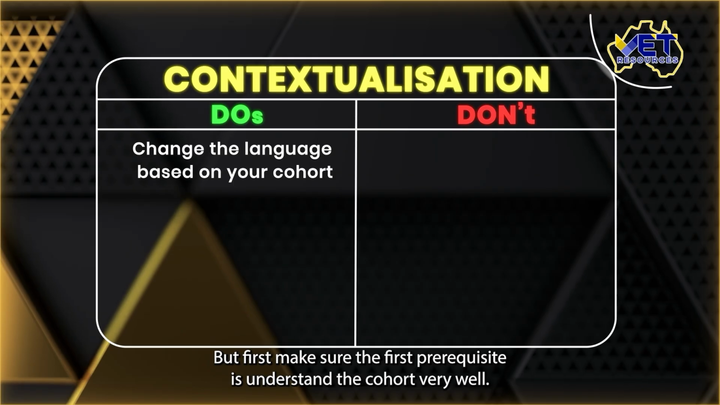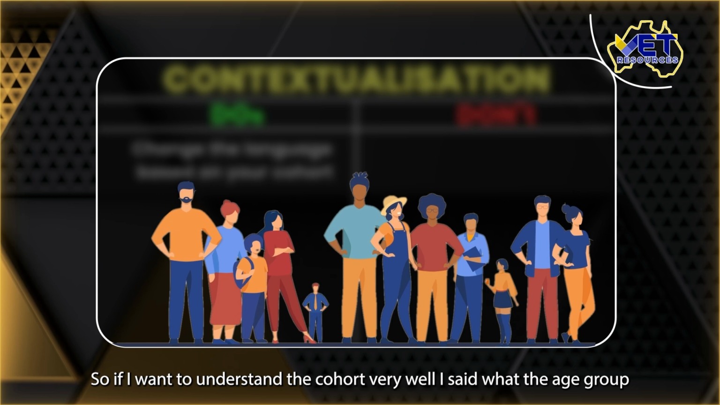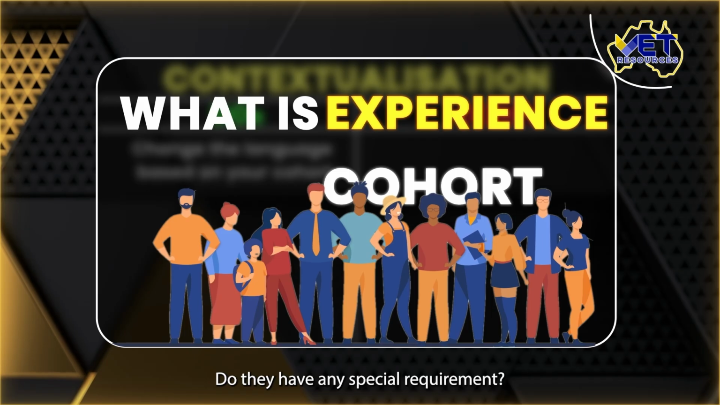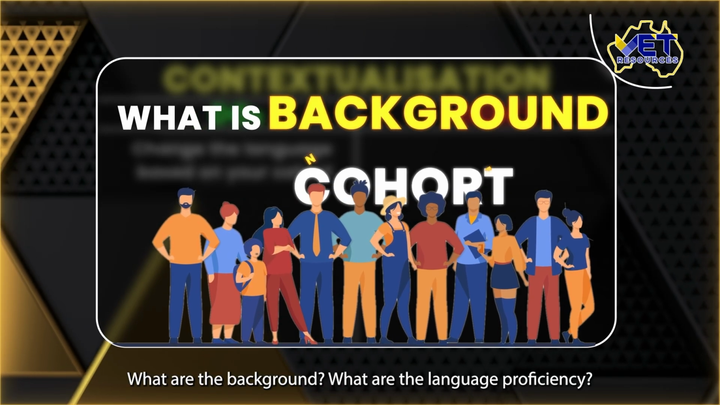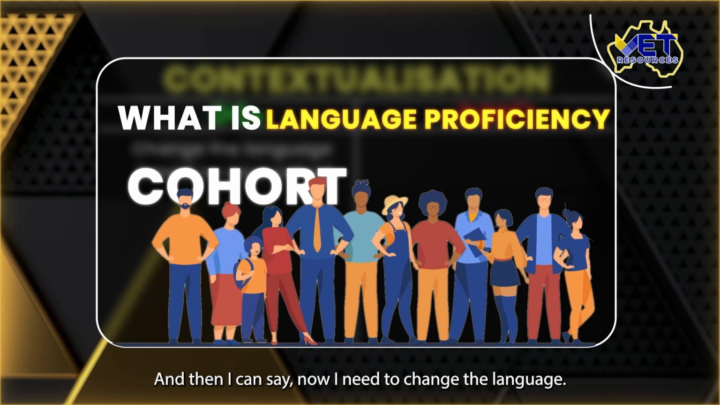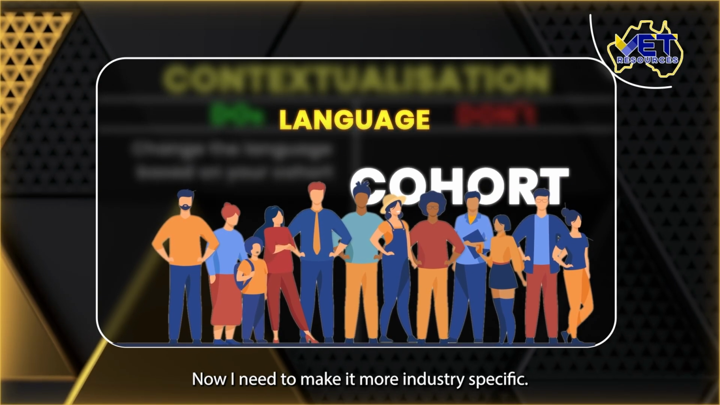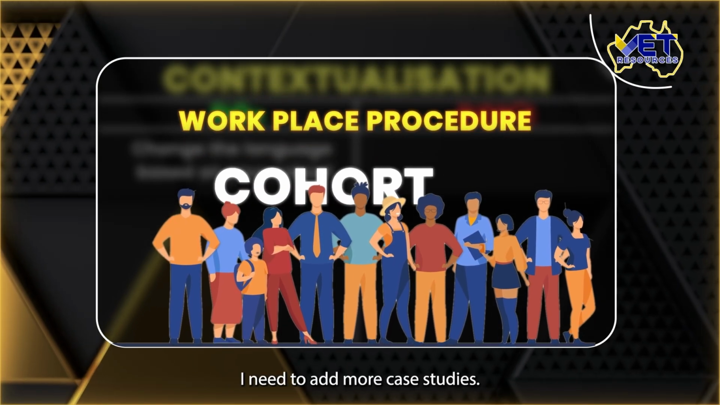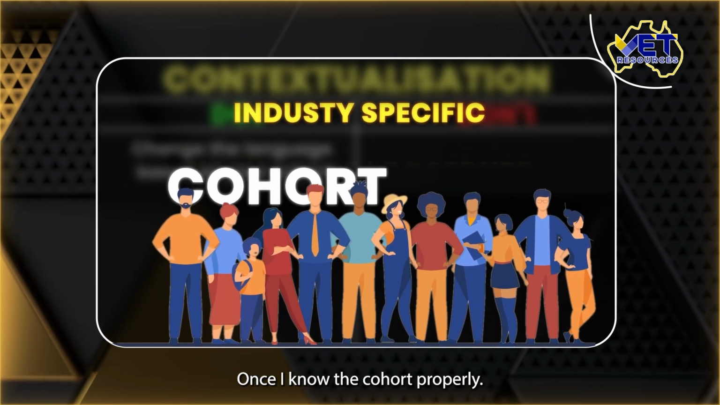But first, make sure the first prerequisite is to understand the cohort very well. If I want to understand the cohort very well, I ask: what is the age group, what experience do they have, do they have any special requirements, what are their backgrounds, what is their language proficiency? If I have all that information, I get a better idea of my cohort. And then I can say, now I need to change the language, now I need to give them more examples, now I need to make it more industry specific, I need to add workplace procedures, I need to add more case studies. All those things I can do once I know the cohort properly.